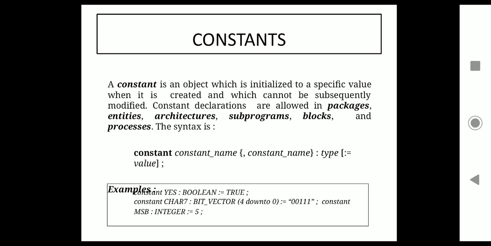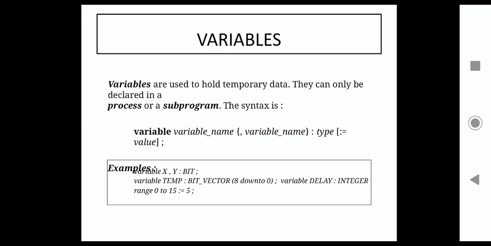So these are the different ways in which you can define the constants. Now variables, the second type of data object, is variable. What it means is variables are used to hold temporary data. They can only be declared in a process or a subprogram in a syntax.